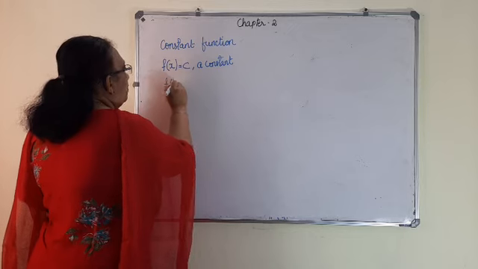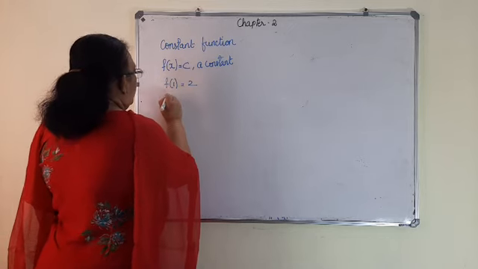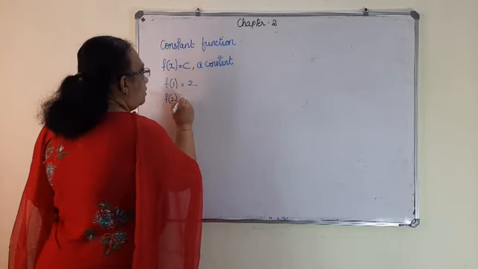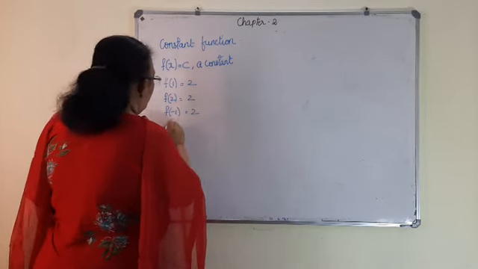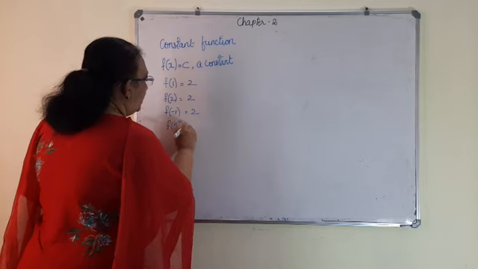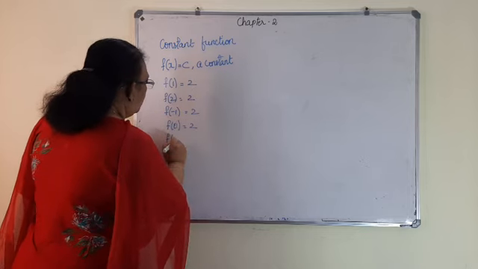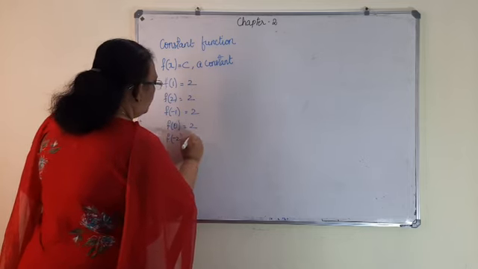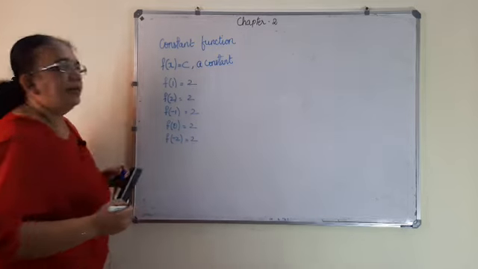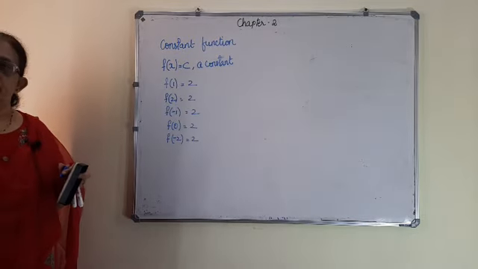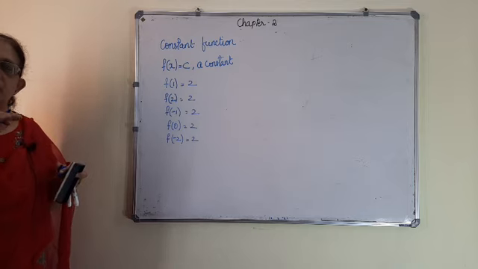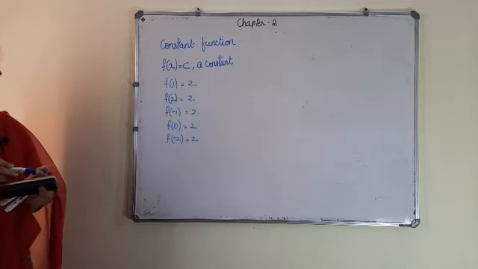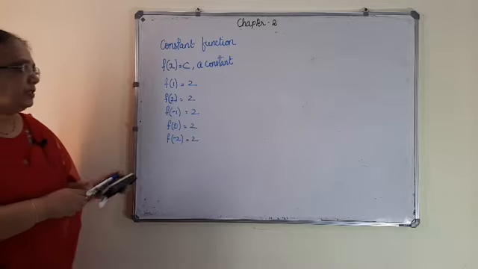That means f of 1 is equal to 2. F of 2 is equal to 2. F of minus 1 is equal to 2. F of 0 is equal to 2. F of minus 2 is equal to 2. Whatever the domain values, the image or the range will always be equal to a constant. Now let us sketch the graph of this function.